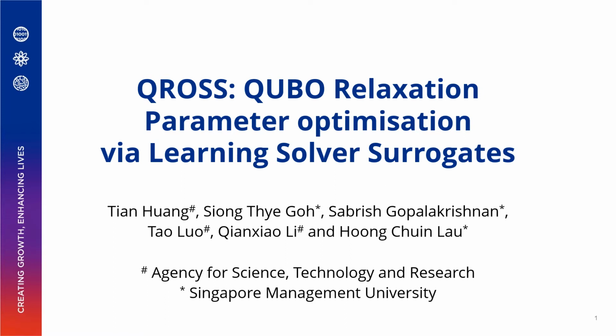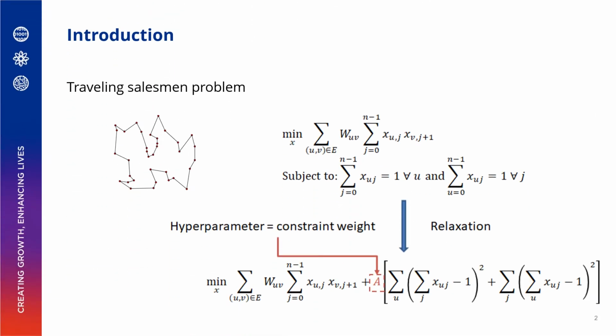We propose a method for tuning hyperparameters in QUBO problem. QUBO stands for Quadratic Unconstrained Binary Optimization. We take traveling salesman problem as an example. TSP is a representative optimization problem.